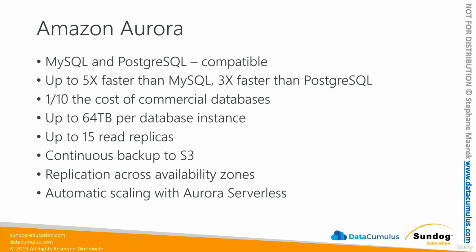Each Amazon Aurora instance can have up to 64 terabytes of storage and up to 15 read replicas, so it actually does scale up pretty far. It can continuously back up to S3 for you, have replication across availability zones, and it can automatically scale now with a new feature called Aurora Serverless. So Aurora is sort of evolving beyond the small data world and into the big data world now, so it'll be interesting to see where that goes over time. But it's kind of hard to imagine why you wouldn't use Aurora if you're in a situation where you would normally use MySQL or PostgreSQL.